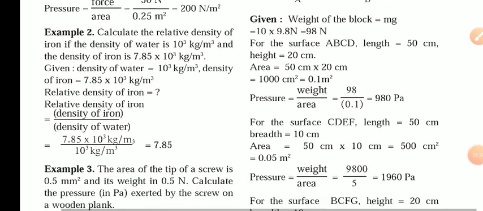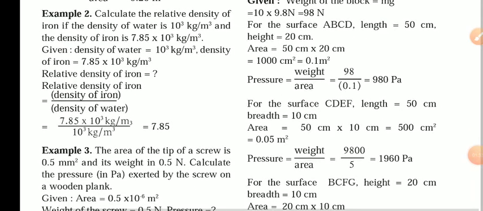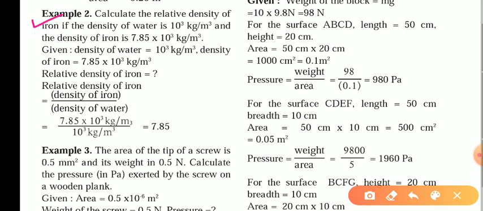Now the second example, calculate the relative density of iron if the density of water is 10 raised to 3 kg per meter cube, means kilogram per meter cube, and density of the iron they have given as 7.85 into 10 raised to 3 kilogram per meter cube.